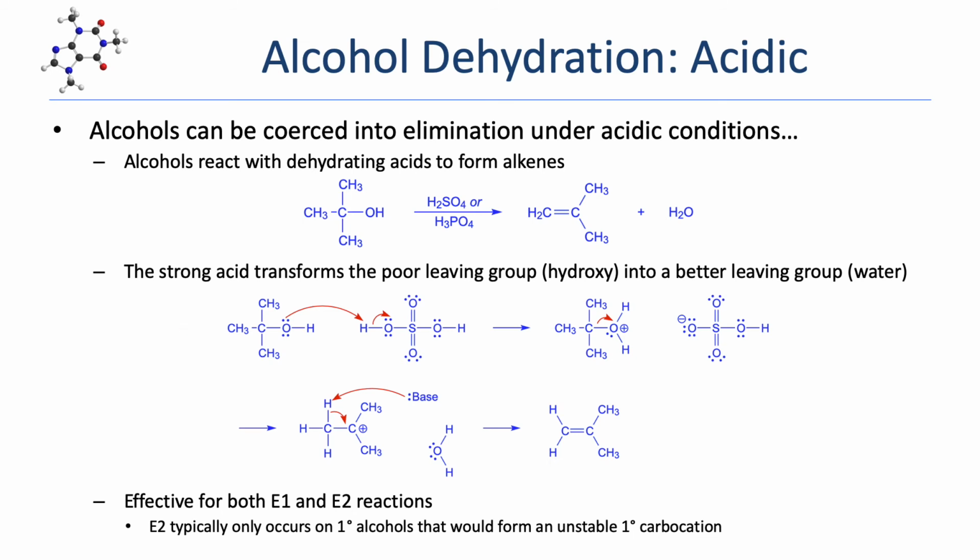The acid-promoted dehydration of an alcohol can affect both E1 and E2 reactions. In fact, this is the one time where E1 is actually rather common, E2 typically only occurring on primary alcohols that would form an unstable primary carbocation.